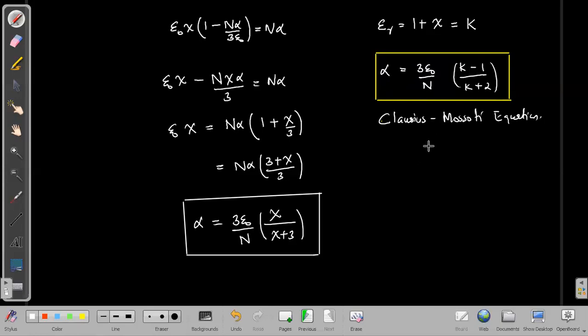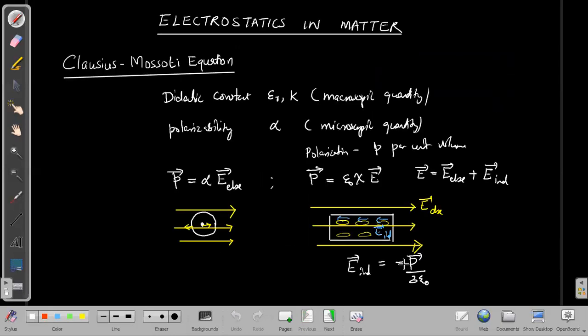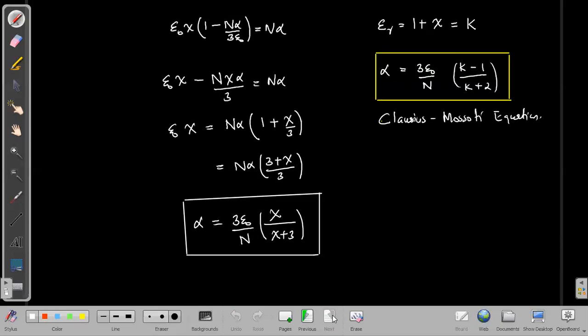Okay, so this is a very simple derivation. The only thing we have taken is the result of E induced here. Apart from that, there is no magic. This we have not shown earlier, so hopefully we may show it in some tutorial session: how the induced electric field can be taken as minus P by 3 epsilon 0. Apart from that, all other things are well known to you. So hopefully this gives a logical explanation for the Clausius Mossotti equation.